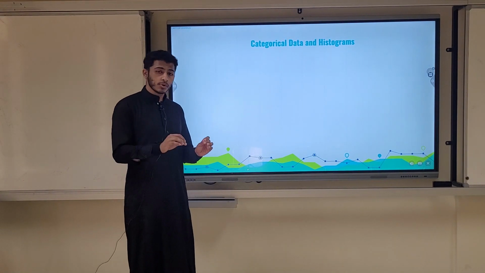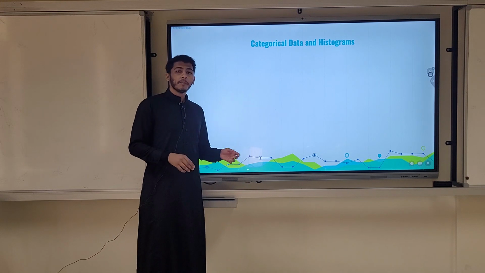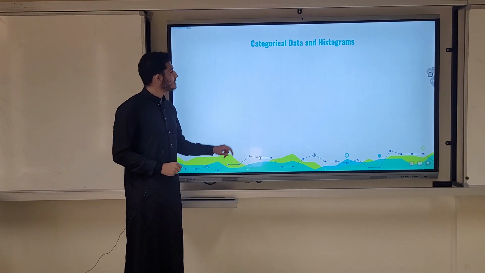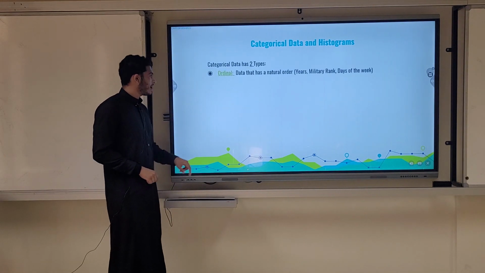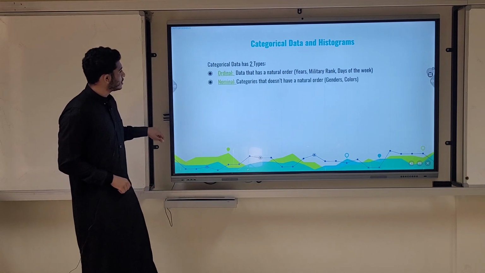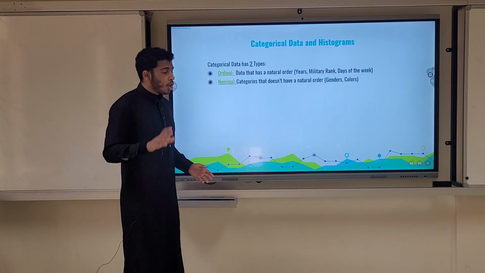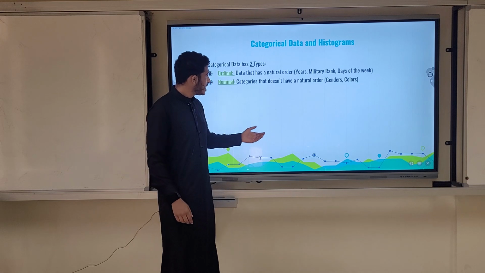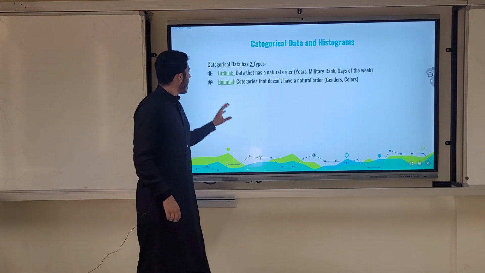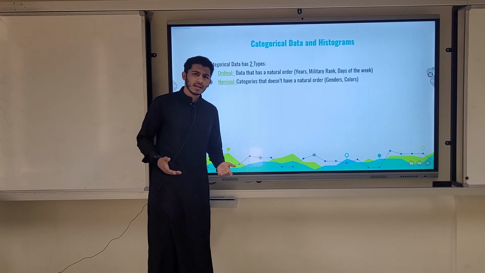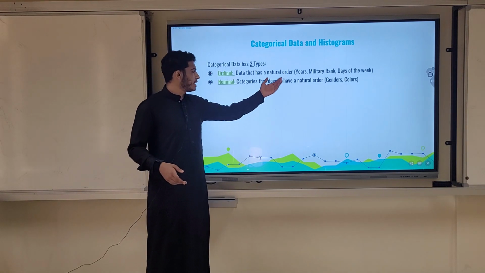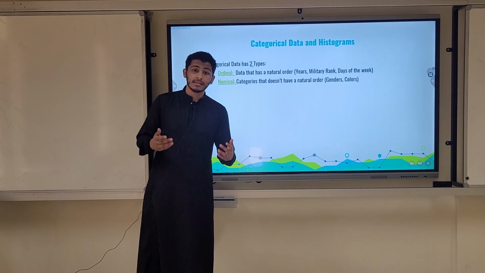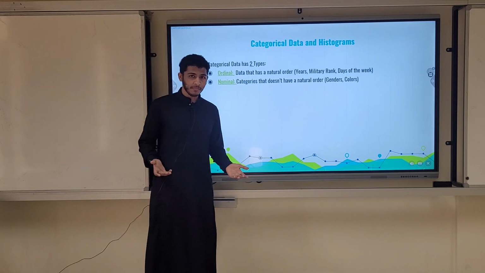Histograms are quite versatile. They don't only deal with numeric data as we have seen, but also they deal with non-numeric data, what we call categorical. And we have two types of categorical data. First one is called ordinal, and the second one is called nominal. Well, what is ordinal and what is nominal? Ordinal are data that has a natural order. We have here examples like years, military rank, days of the week. And nominal data does not necessarily have a natural order, like genders, like colors, like furnitures, like whatever it is that does not have a natural order and not necessarily a number that measures something.